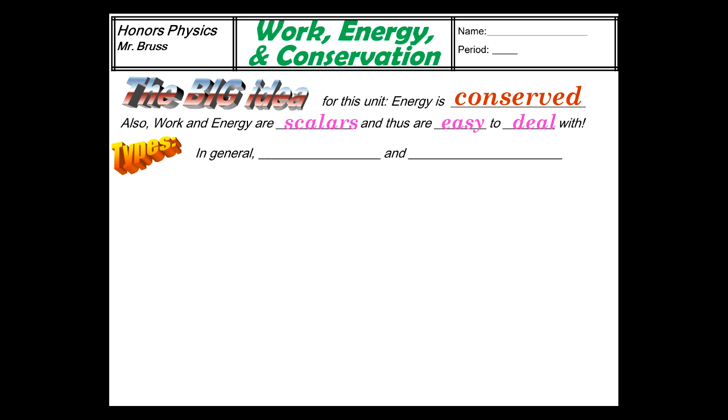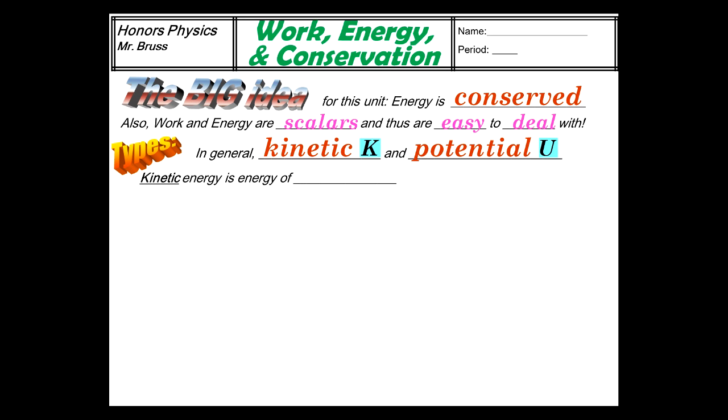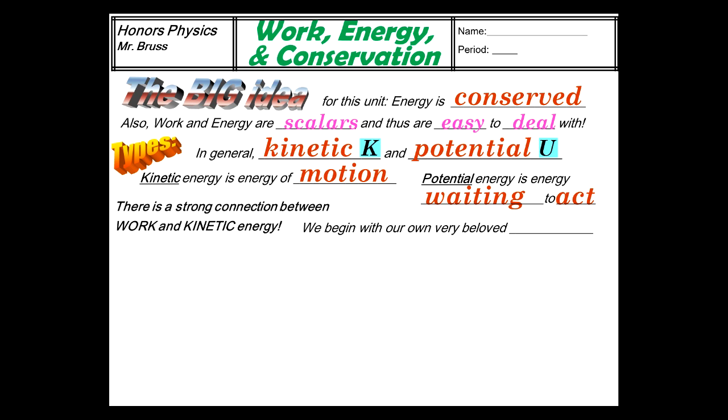So, the types of energy. For our purposes, we're going to consider kinetic, which has the symbol K, and potential, which has the symbol U. Kinetic energy is energy of motion, so anything that's moving has energy of motion, of course. And potential energy, instead, is energy associated with its position, waiting to act. It's a little bit crude and not too descriptive, but a little better definition would be energy that's a function of position.